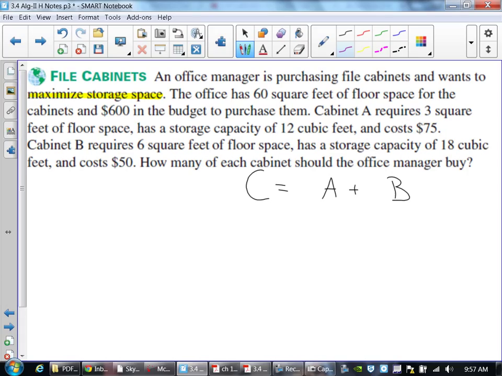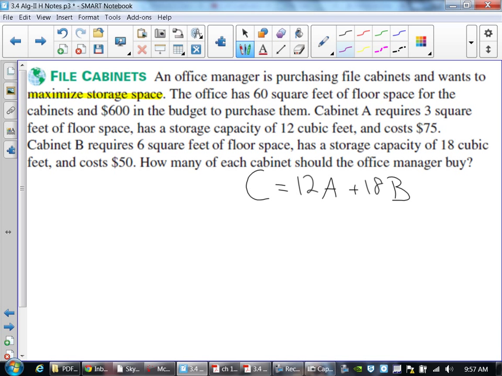How much storage capacity, according to the problem, was A? 3. That's 3 feet of storage space, but it has a storage capacity of 12 cubic feet. So A has 12 cubic feet. B is 18. Very good.